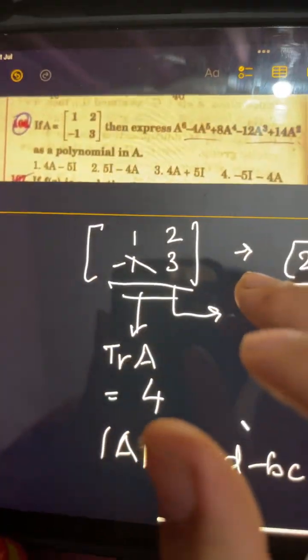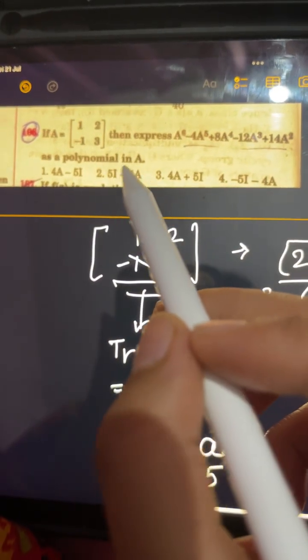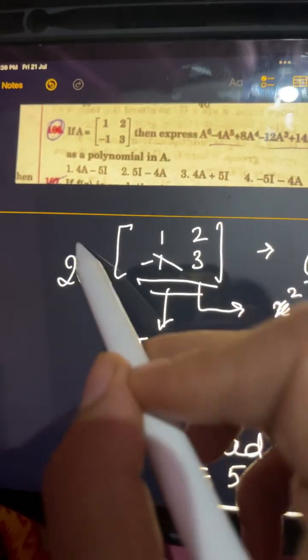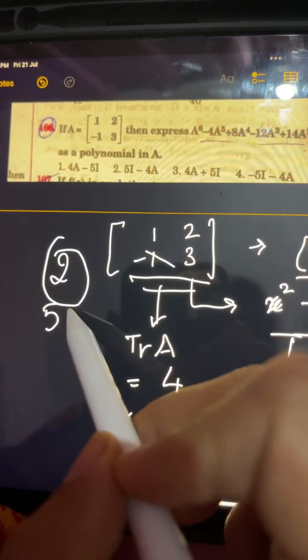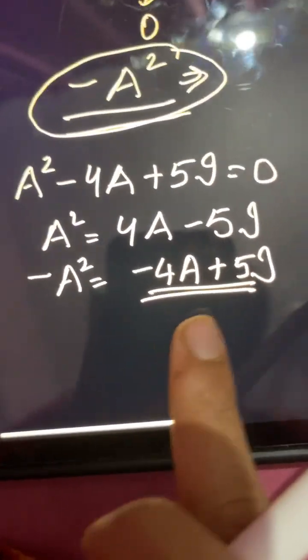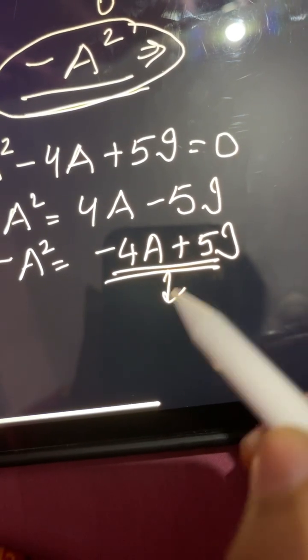So which one is our answer? Can we say second option is our answer? I'm unable to tick on that. So second option is my answer, which is 5a minus 4a. Yes? So can you see that? So this is my final answer, second option.